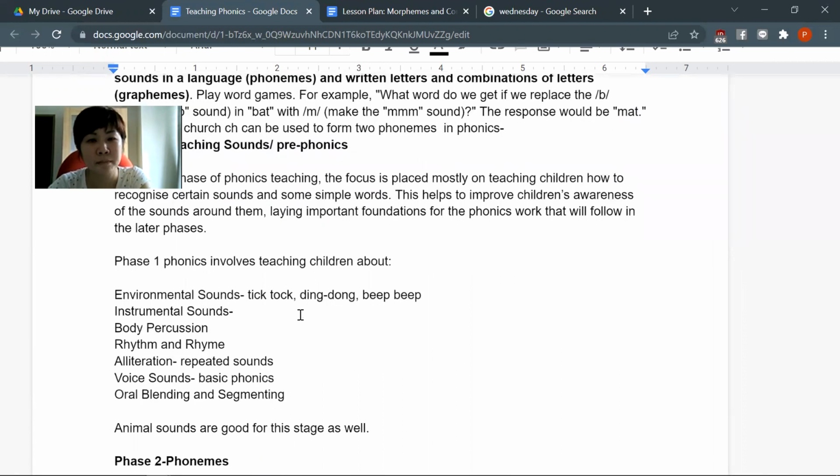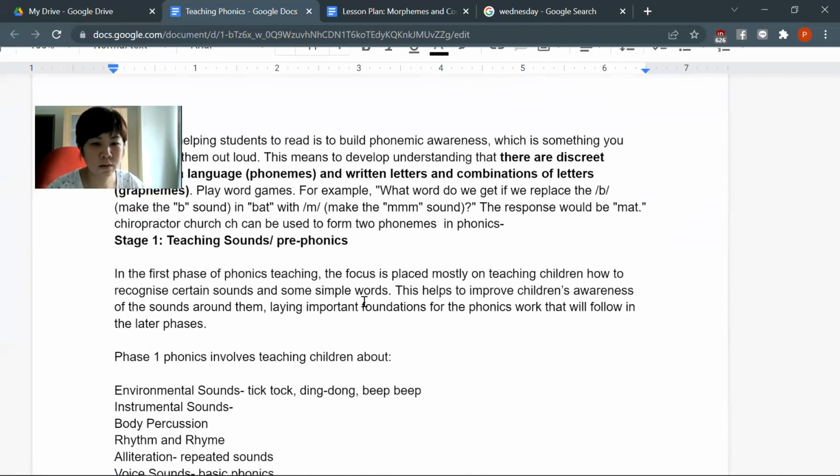This is when you say, what sound does the cow make? Moo. What does the clock make? Tick tock, tick tock, right? What does the bell sound like? Ding dong, something like that, right? What does the police car sound like? Wee oo, something like that.